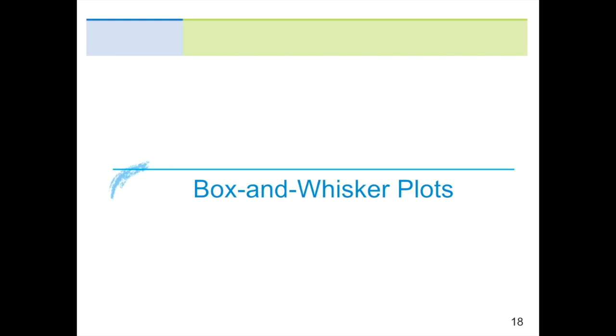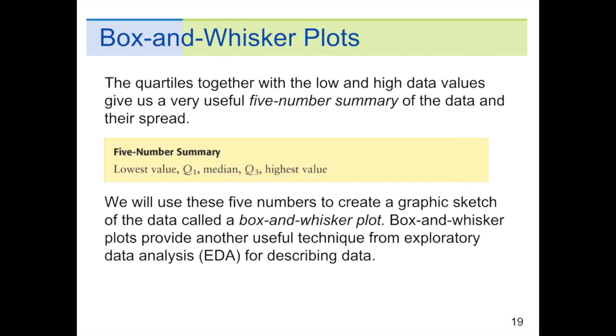Box and whisker plots. The quartiles together with the low and high data values give us a very useful 5-number summary of the data and their spread. The 5-number summary are the following 5 numbers: lowest value, also known as the minimum, the first quartile, Q1, median, the third quartile, Q3, and the highest value, also known as the maximum. We will use these 5 numbers to create a graphic sketch of the data called a box and whisker plot. Box and whisker plots provide another useful technique from exploratory data analysis for describing data.